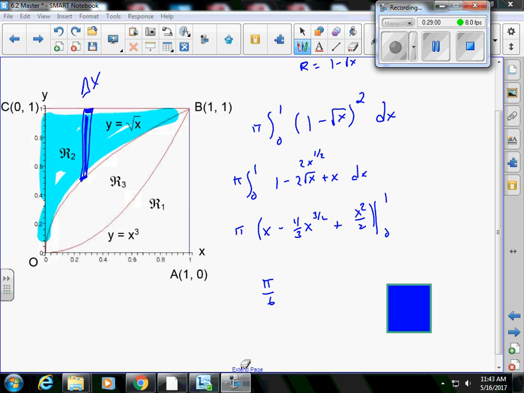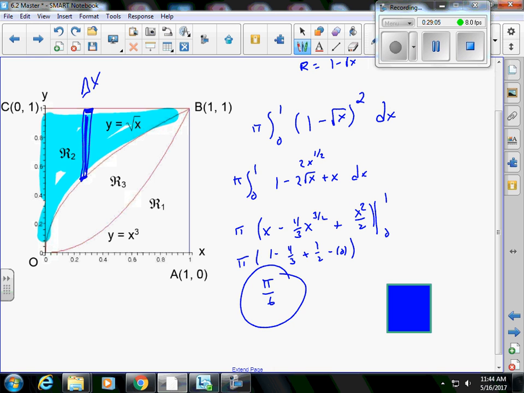Give yourself a second to catch up. Hopefully, as I said, you can do this on your own, and you should get the answer pi over 6. I have one more for us to look at.